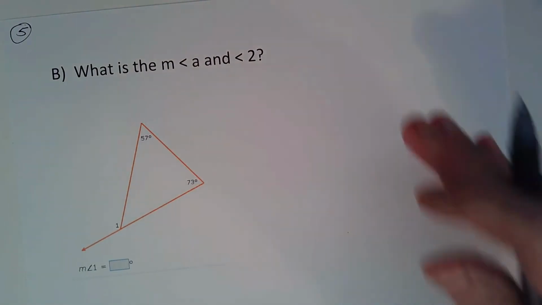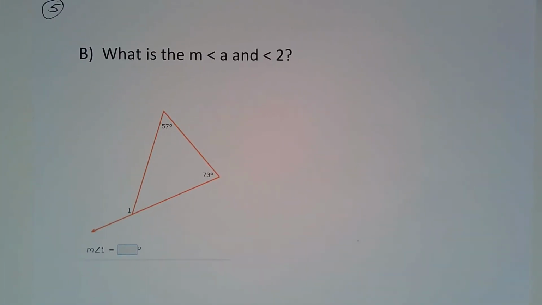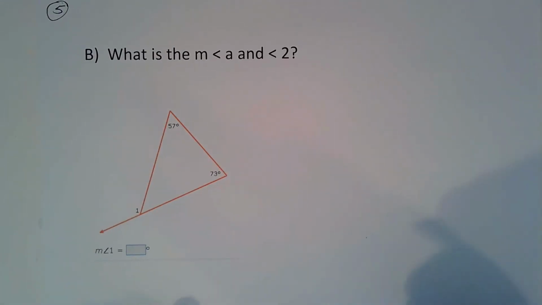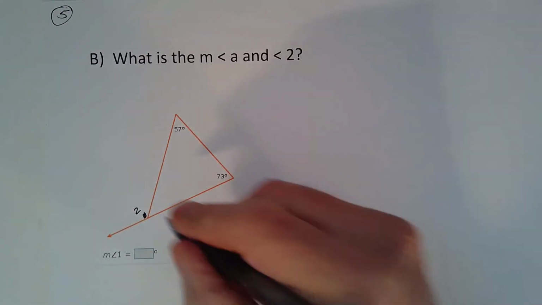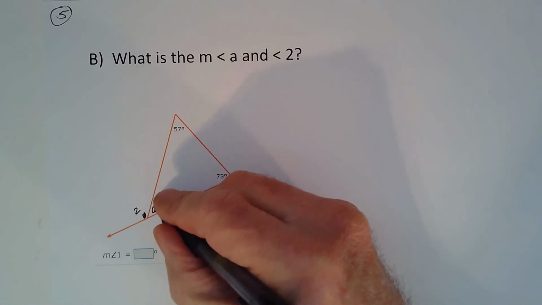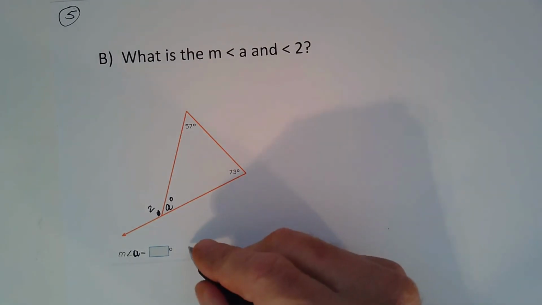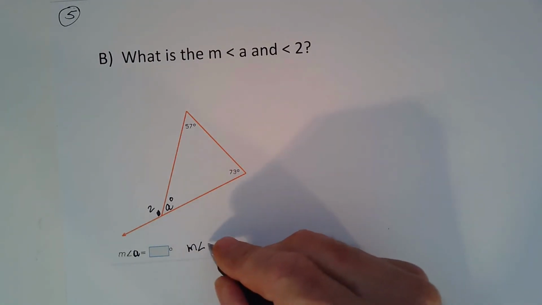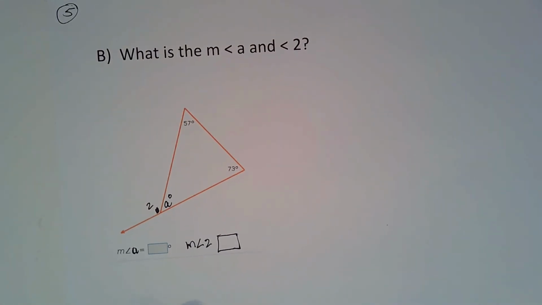And in this case, we're going to combine, as I said, aspects of the exterior angle theorem and the angle sum theorem. Okay? So I'm going to change this up a little bit. I'm going to change this to angle 2, and I'm going to call this angle A. And we're going to say this is the measure of angle A, and then we also want the measure of angle 2. Okay? So those are the two things that we're going to come up with.